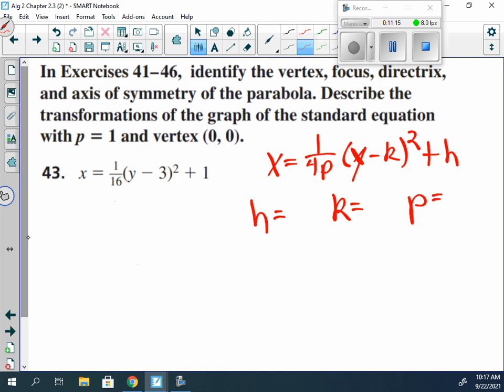So looking at this here, we have x equals 1/16 times y minus 3 squared plus 1. What's the value of h? Because in the general form, k is inside the parentheses and h is outside. Now k would be 3. Does anybody have a guess at what p would be?